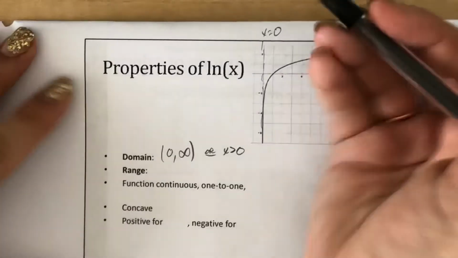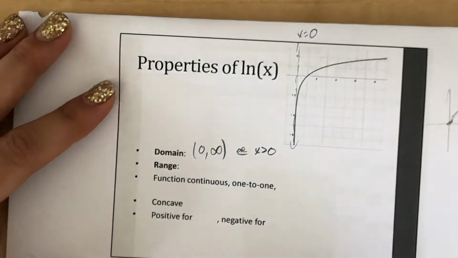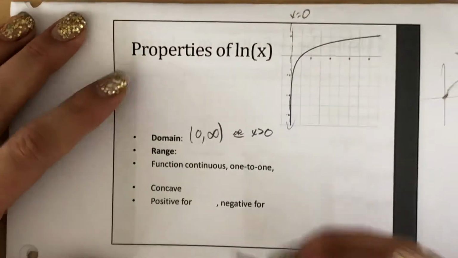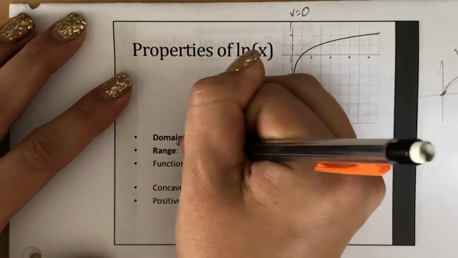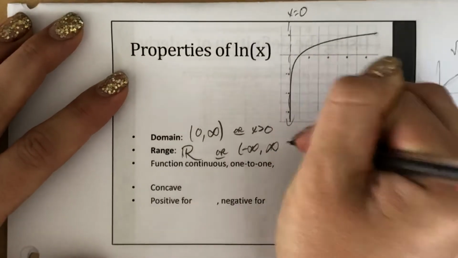So the range of ln, it goes down to negative infinity, and it never flattens out, it goes up and up and up toward positive infinity. So the range is all real numbers. Or you could say from negative infinity to infinity.